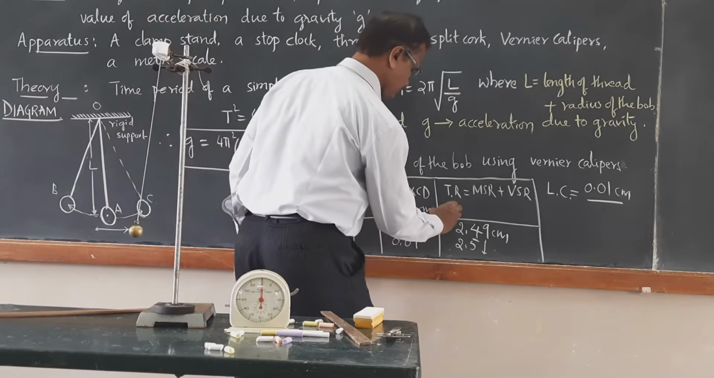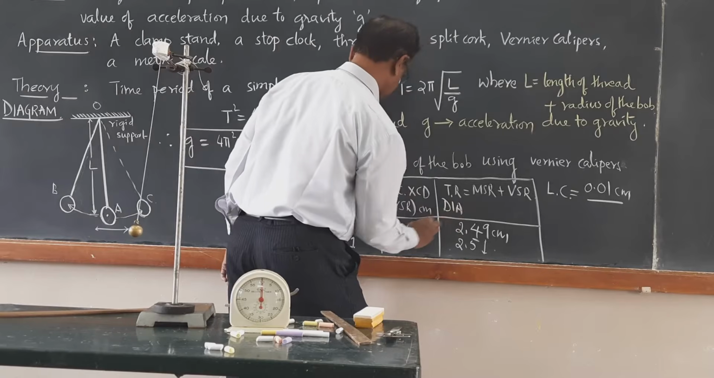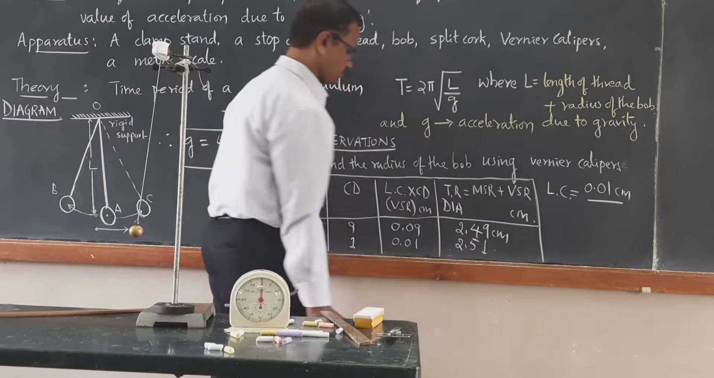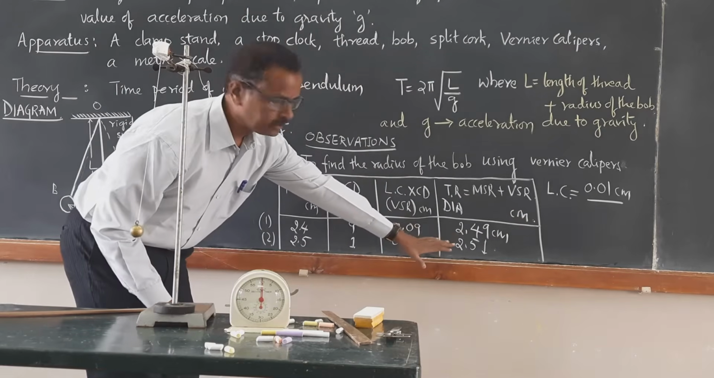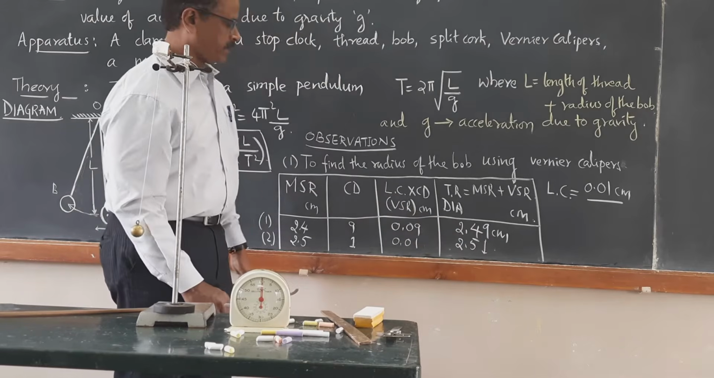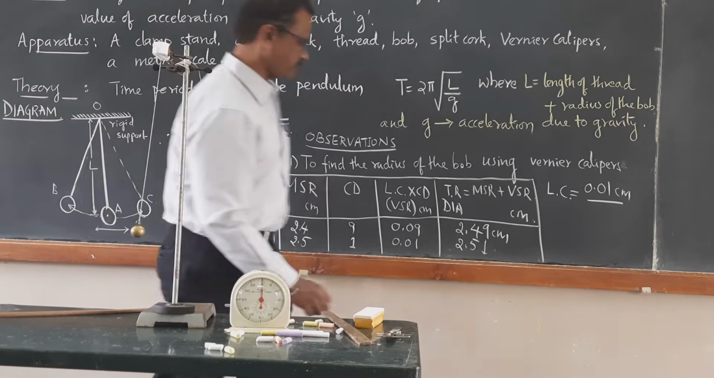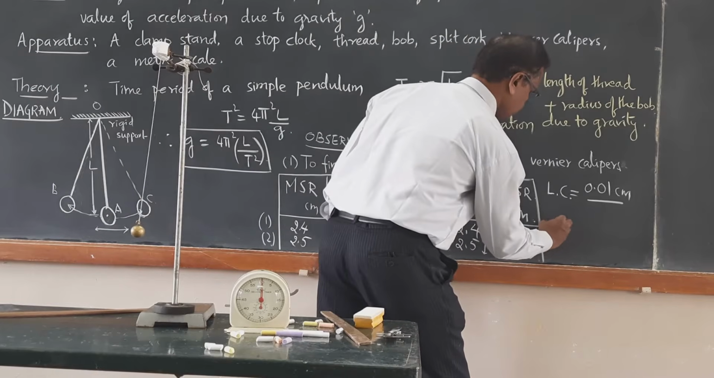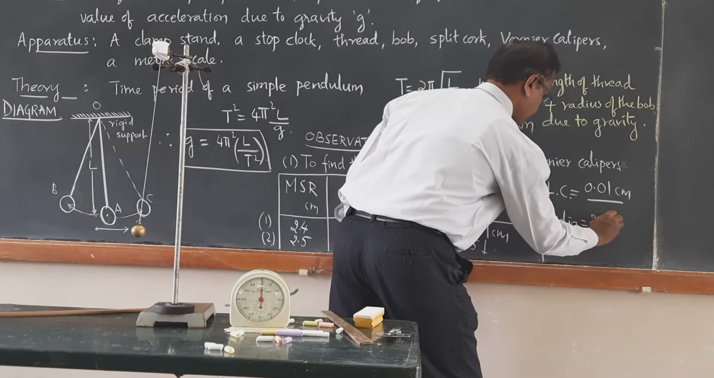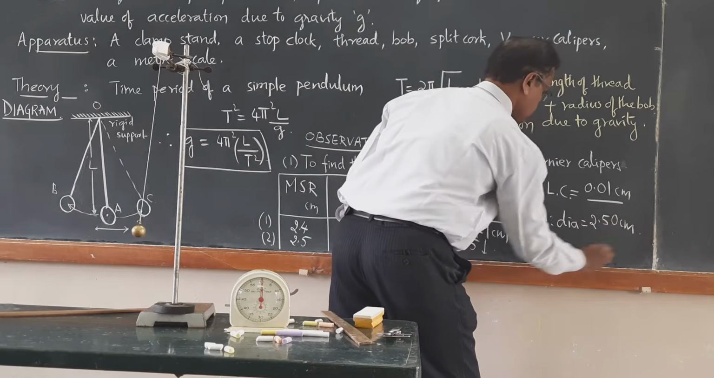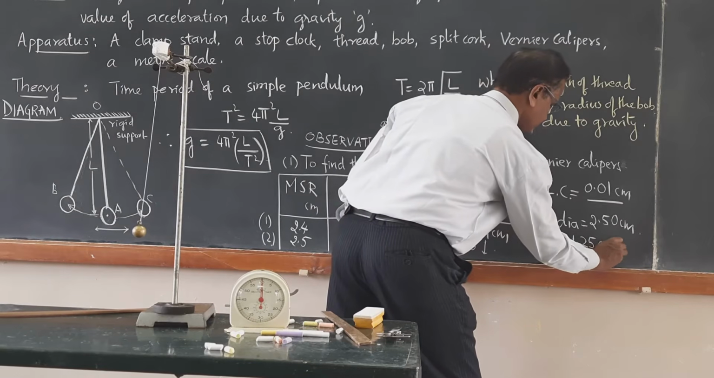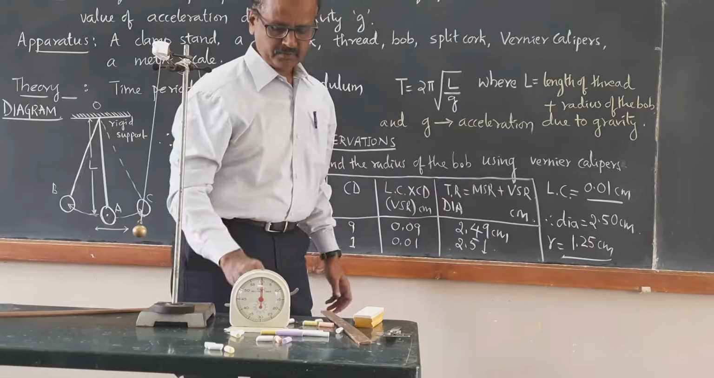So if you take the mean of this, this gives you the diameter of the bob in centimeter. The mean of 2.49 plus 2.51 divided by 2 comes out to be 2.50. Therefore, the diameter is equal to 2.50 centimeter. So the radius of the bob becomes 1.25 centimeter.